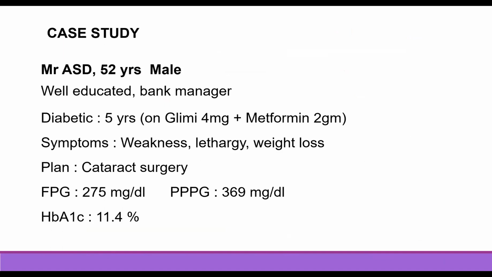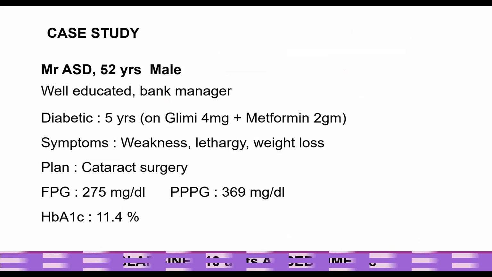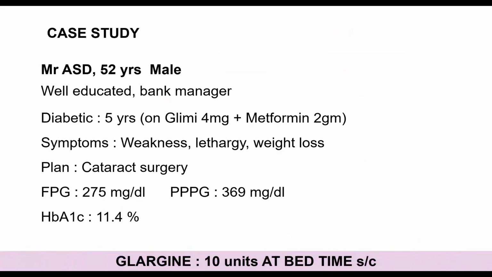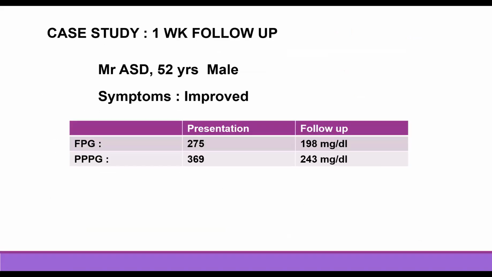So coming back to the patient again, this bank manager with OAD failure, we have decided to start the basal insulin. We have decided that we should give the dose of 10 units, and we have discussed the insulin with the patient, and we have started Glargine 10 units at bedtime subcutaneously. After giving Glargine, the symptoms have improved, and the patient now has fasting plasma glucose 198 and PP 243. So the patient has improved a lot, but this is not sufficient for the cataract surgery.